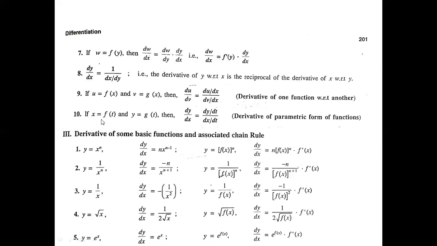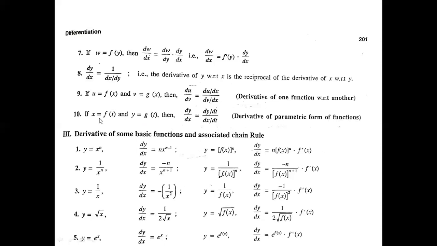Next, if x is equal to f of t, y is equal to g of t, then dy by dx is equal to dy by dt divided by dx by dt. This is called the derivative of the parametric form of functions.